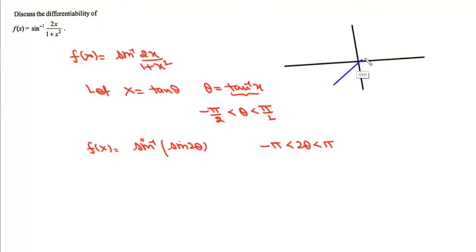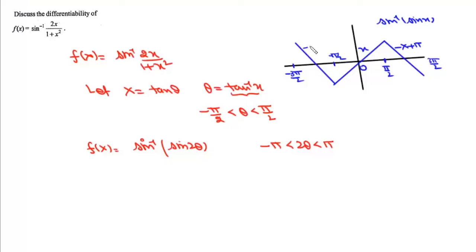Now the graph of sine inverse of sine x is drawn like this. This is 0, this is pi by 2, minus pi by 2, minus 3 pi by 2, and this is 3 pi by 2. Now when x lies between minus pi by 2 to plus pi by 2, this is simply x. We are talking about sine inverse of sine x. Now between pi by 2 and 3 pi by 2, this is minus x plus pi, and here slope is downward, so this is minus x, and this point is minus pi, so it will be minus x minus pi. So depending on the value of 2 theta, we'll have 3 separate intervals.